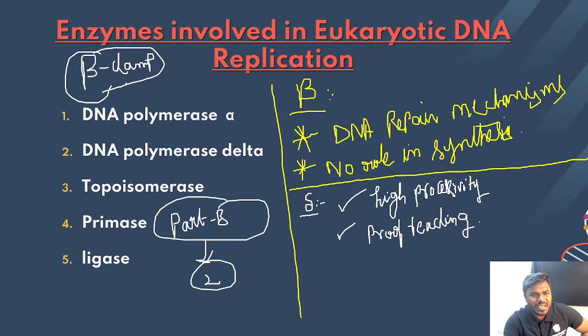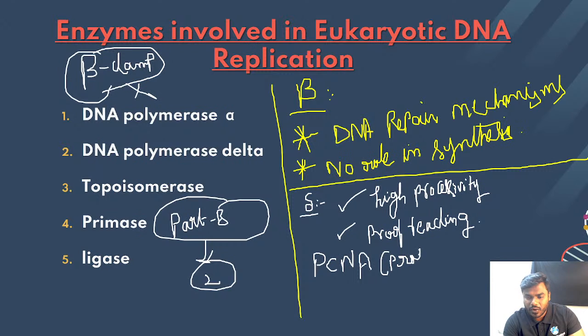Now you tell me, is there any beta clamp present in the eukaryotic organism? Not at all. We do not have any beta clamp. Now someone has to replace the function of a beta clamp in the eukaryotes. What is that? We will be calling it PCNA. What is that, friends? PCNA.